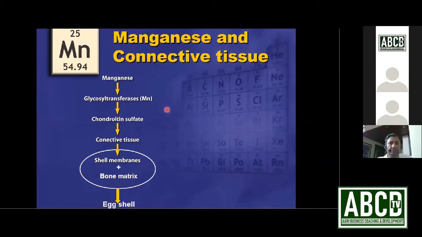If you go to biochemistry books, you have several pathways in which manganese participates. But I just chose one that I think would be interesting for us in poultry. Manganese participates as a glycosyl transferase enzyme cofactor. This enzyme works in the synthesis of connective tissue. And you find connective tissue in shell membranes, and also in bone matrix. Actually, shell membranes and bone matrix are very close in terms of composition, and in both you have manganese participating. So with this, you have the eggshell.